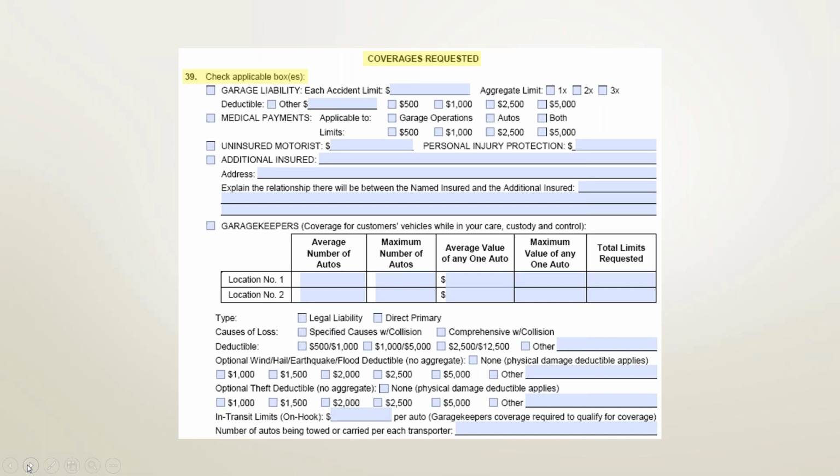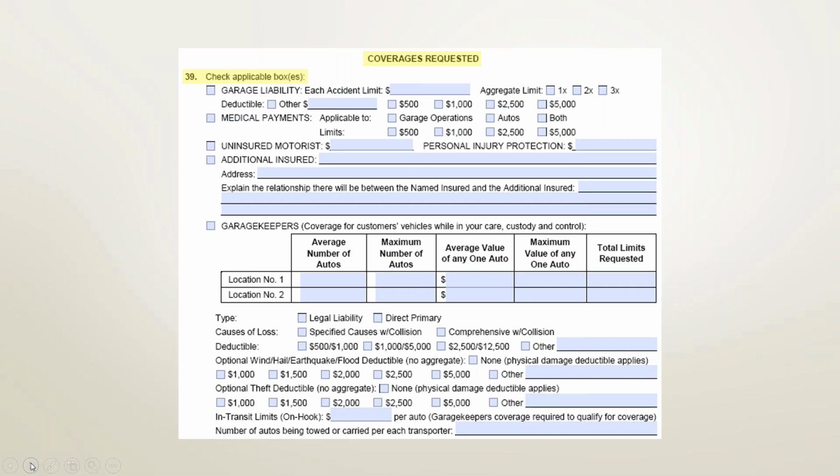So let's say there's a break-in and a car is vandalized. Direct primary would pick up the loss, but legal liability would not. So I would definitely always check mark direct primary. And you can also choose a cause of loss. There's specified cause of loss with collision or comprehensive with collision. There's no premium difference here, depending on the one you choose. So it's definitely best to choose the broader coverage, which would be your comprehensive with collision.